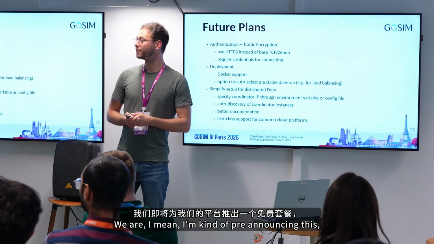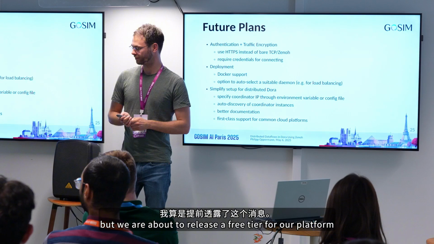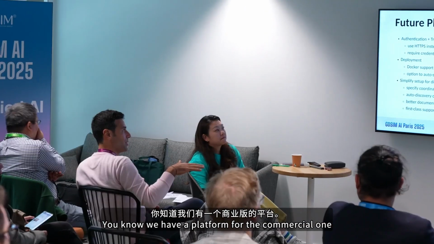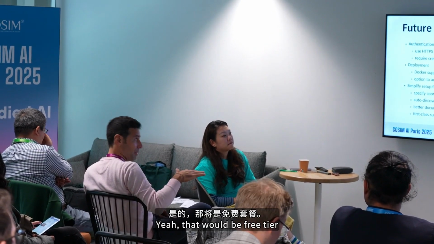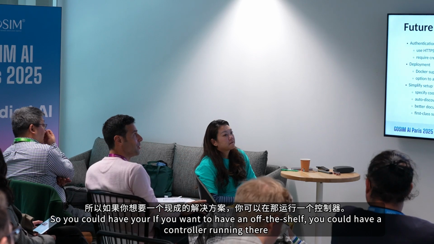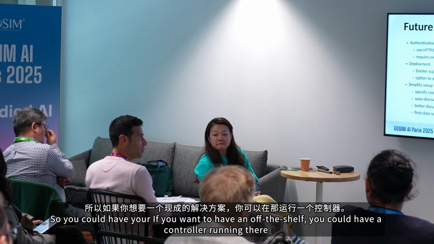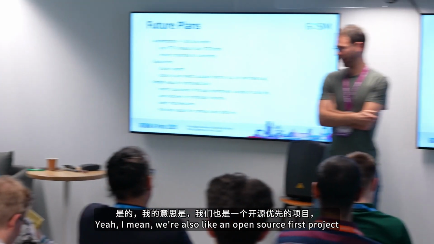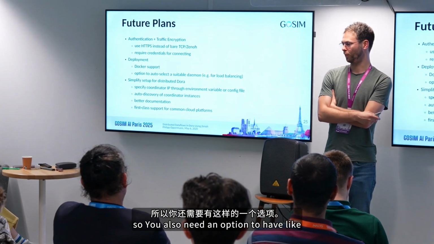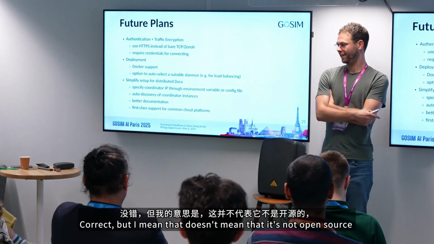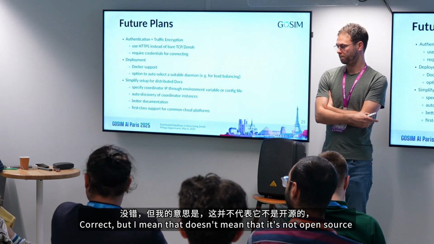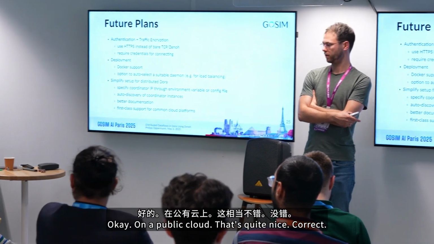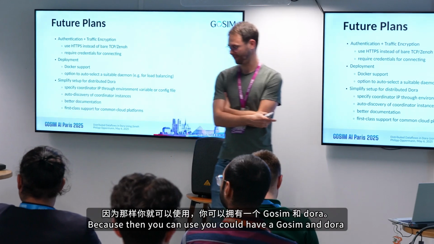By the way, I'm kind of pre-announcing this, but we are about to release a free tier for our platform. We have a platform as a service, and the commercial one, and that will be a free tier. So if you want something off-the-shelf, you could have a controller running there. Sounds great. We're also an open source first project. Correct, but that doesn't mean that it's not open source. You can deploy open source software there, and you will have a router running for free on a public cloud. That's quite nice.